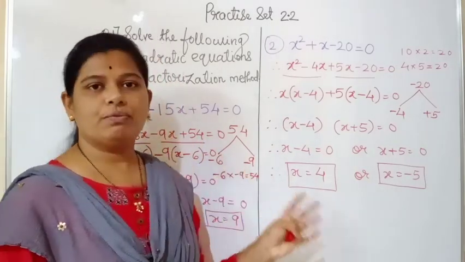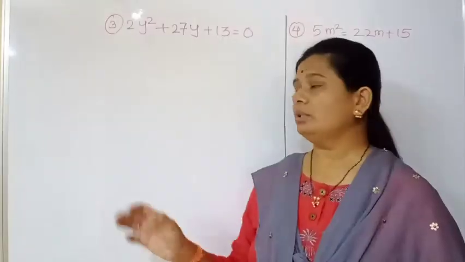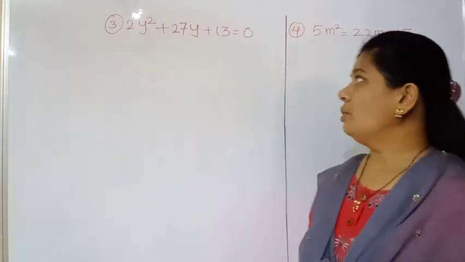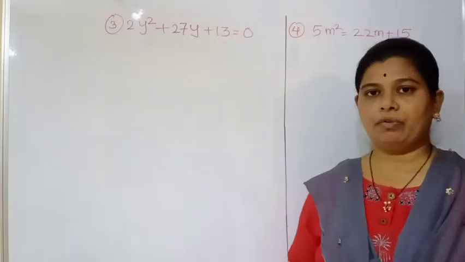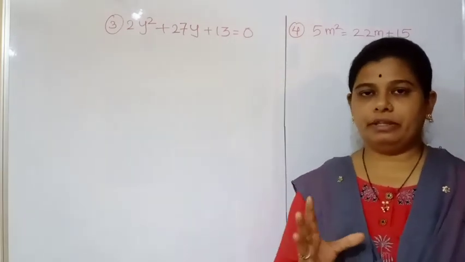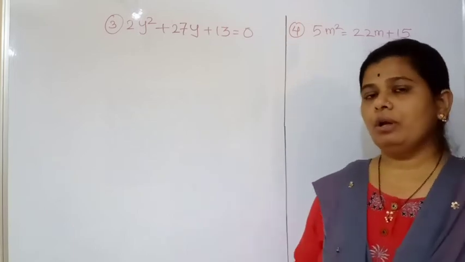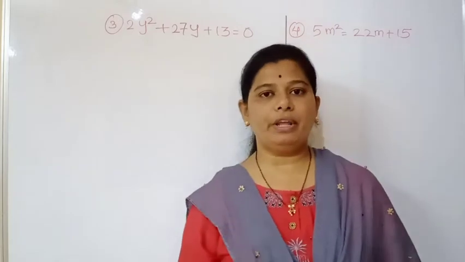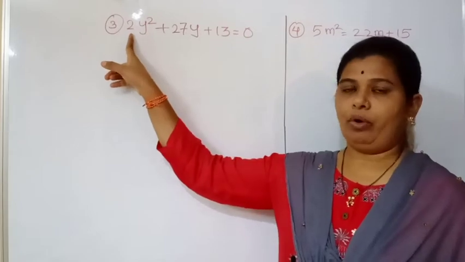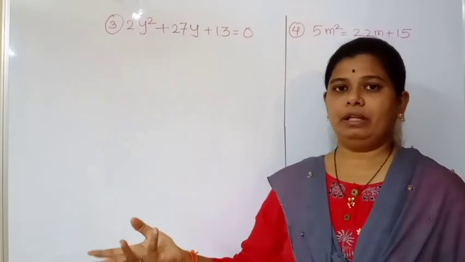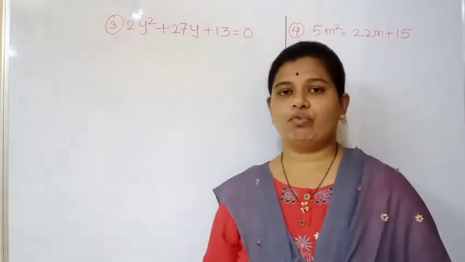Okay. So we have finished the first and second. Now we will solve the next examples. The third sum I have written is 2y square plus 27y plus 13 equal to 0. This is a little bit different type of quadratic equation. Up till now you have studied quadratic equations where there was no number in the beginning, just x square, y square. But now here 2 is there. So in such cases what do we have to do?